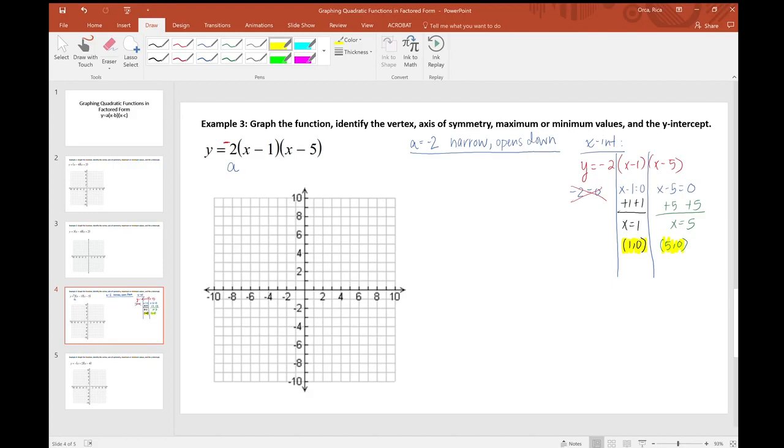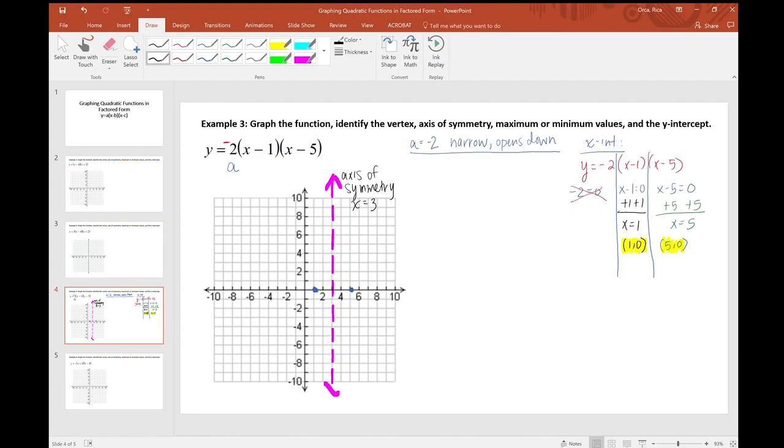Now let's take these points and plot them. 1, 0 and 5, 0. Let's look for the axis of symmetry. So the middle number between 1 and 5 would be 3. Draw your axis of symmetry. The axis of symmetry is at x equals 3.